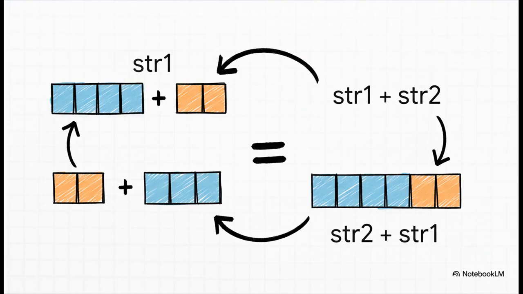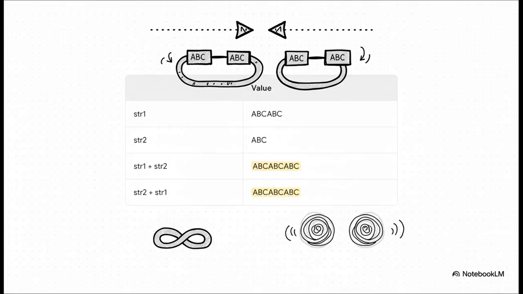Here it is. If a common divisor string actually exists, then it doesn't matter what order you add the two big strings together. str1 plus str2 will be the exact same thing as str2 plus str1. It's a beautifully simple test. Let's try it out on our good example.